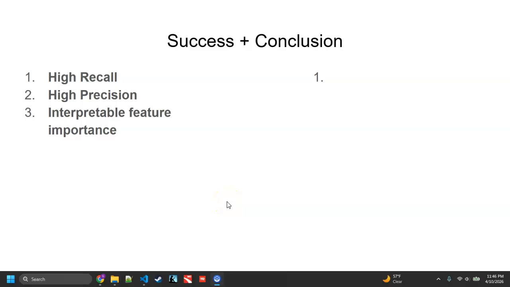Success is going to be measured using standard evaluation methods. The main metrics I'm going to use are recall and precision, and of course feature importance is going to be used as well. The higher the recall, the better, so that it's a little bit more reliable. And the higher the precision is, the better it is at helping to reduce false positives.